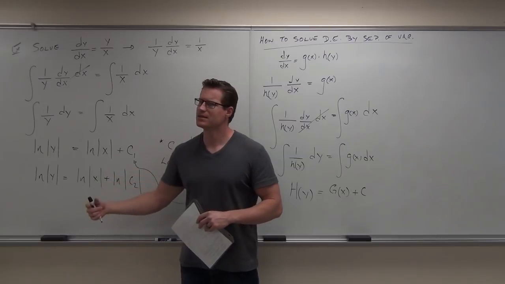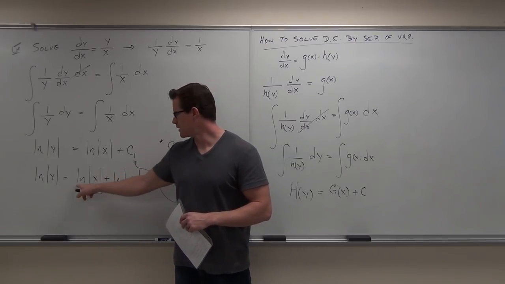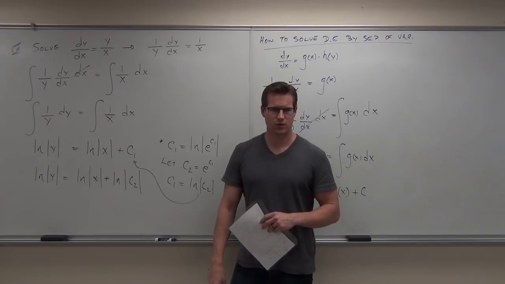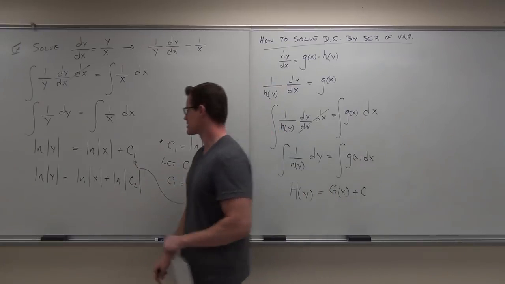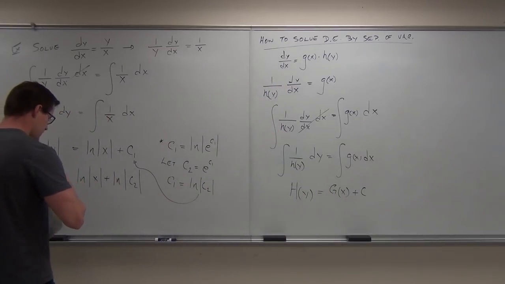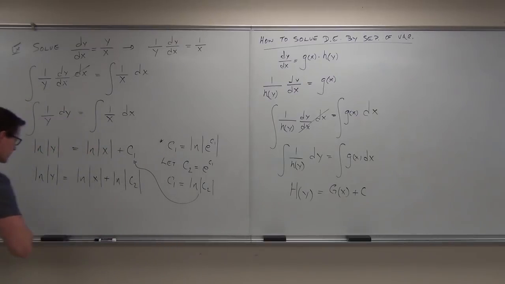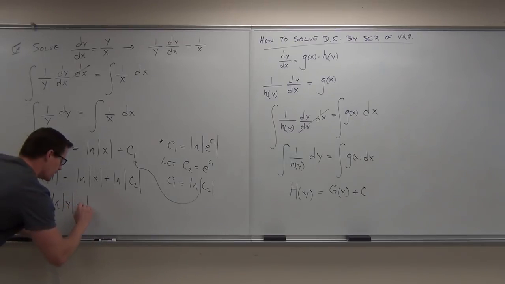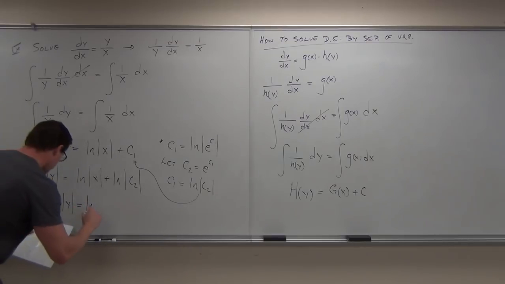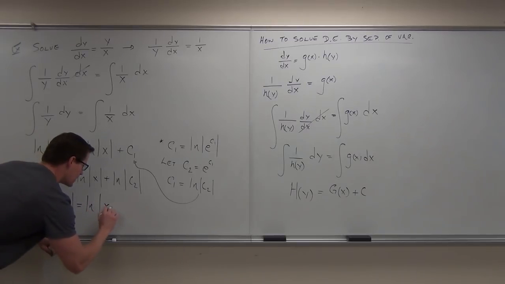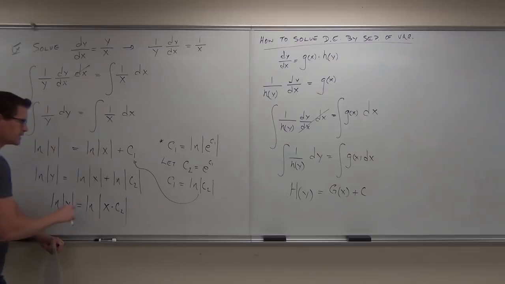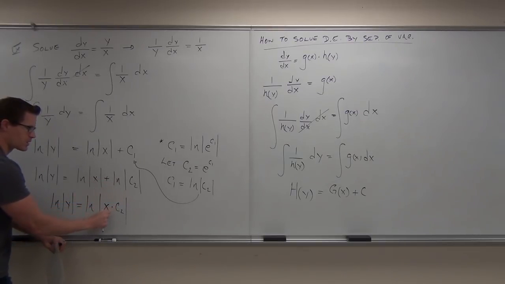The reason why we did this is, do you know how to put ln plus ln together? Multiplication. Yeah, very good. And since we have absolute value times absolute value, we get to multiply those things together. So this becomes ln absolute value of y equals, why don't you tell me what it is? ln absolute value of x c2. x times c2, okay, I like it.